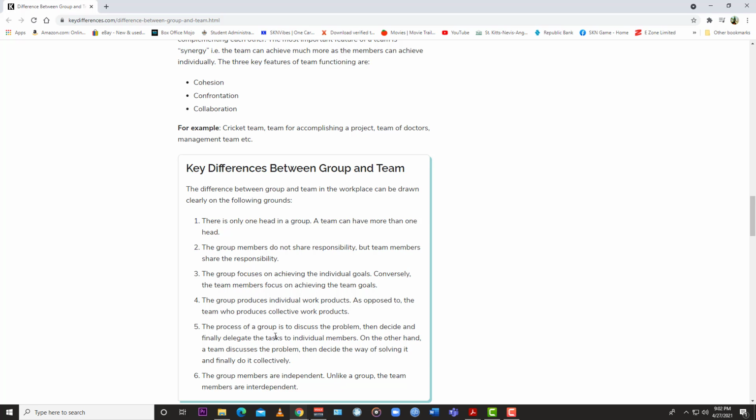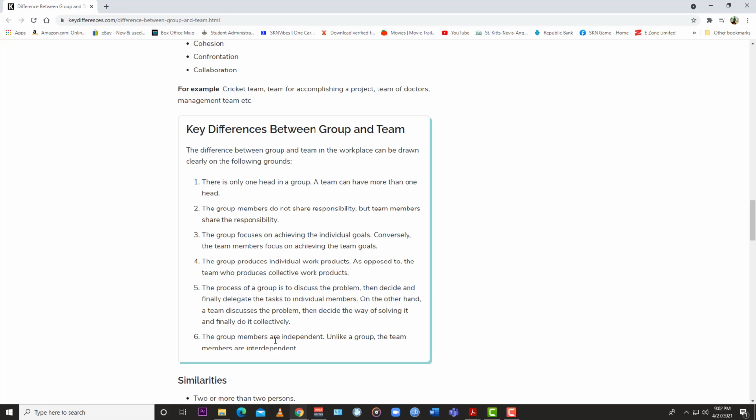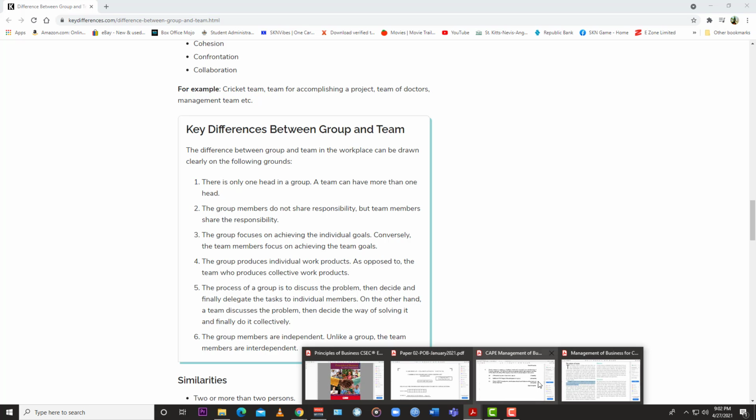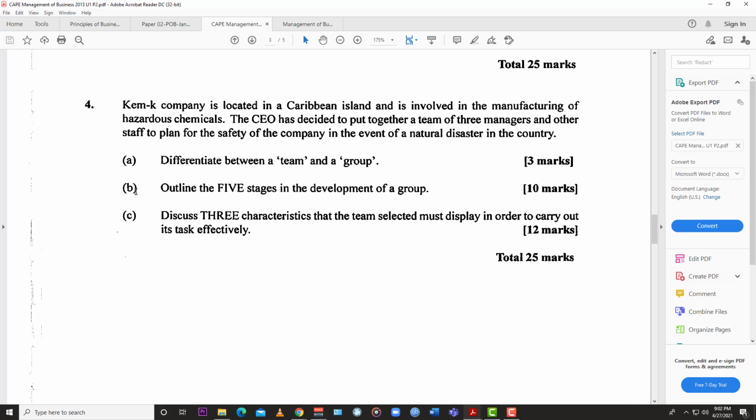The process of a group is to discuss the problem, then decide, and finally delegate the task to individual members. On the other hand, a team discusses the problem, then decides the way of solving it, and finally does it collectively. That's the key distinction right there. Group members are independent. Unlike a group, the team members are interdependent. And so you see some key differences, so you can differentiate between a team and a group for your 3 marks right there.